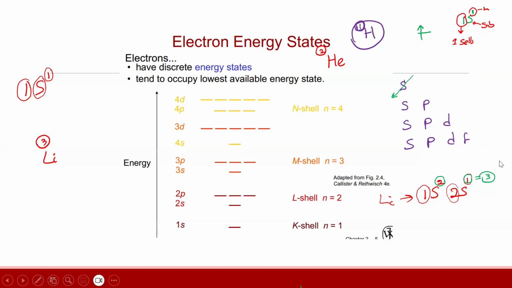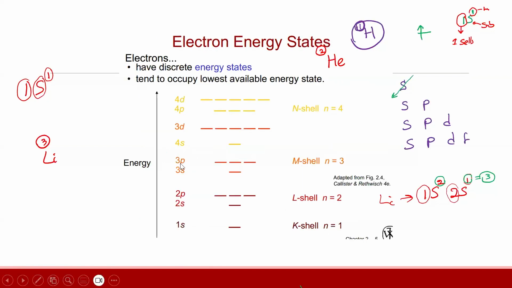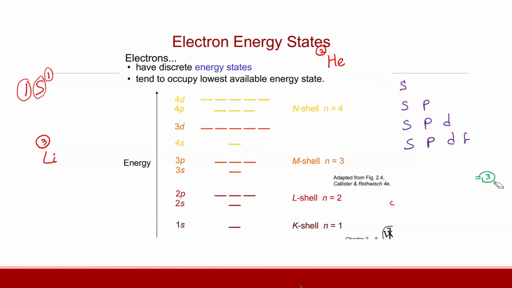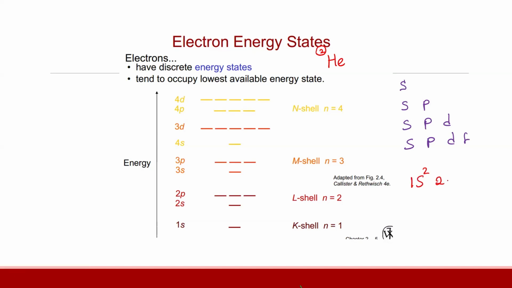Okay, now let's do some examples. I want you to do this by yourself. Carbon has 6. You don't need to remember these numbers; the periodic table will be given to you. So for carbon, 1s2, 2s2, 2p2. How do you know 6 is there? 2 plus 2 plus 2 is 6. Does that make sense?